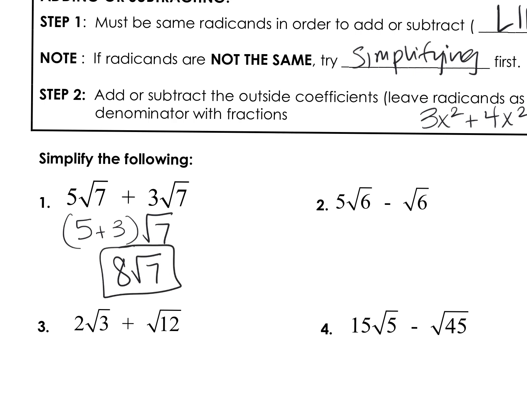Number 2, I look at the roots. They have like terms. The thing I need to remember here is that there's a 1 that's sitting out there. So this is 5 minus 1, so 4 root 6, and then that's it.